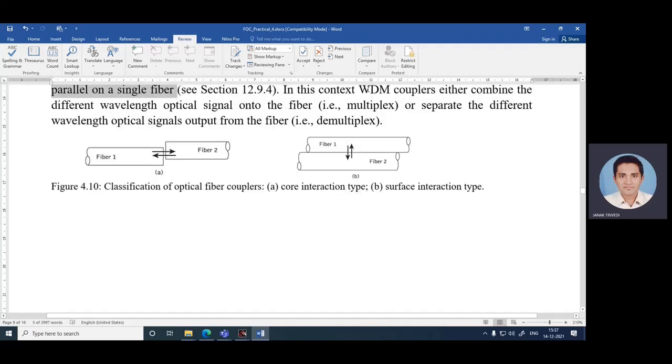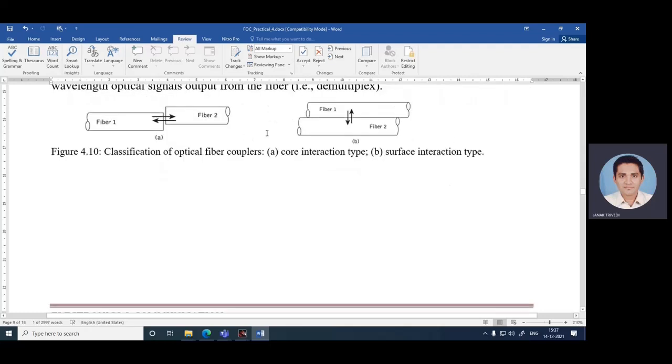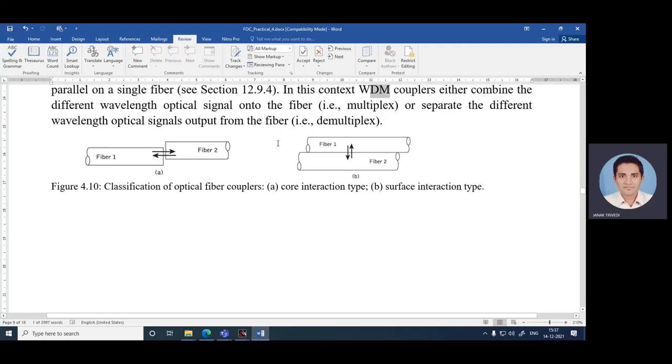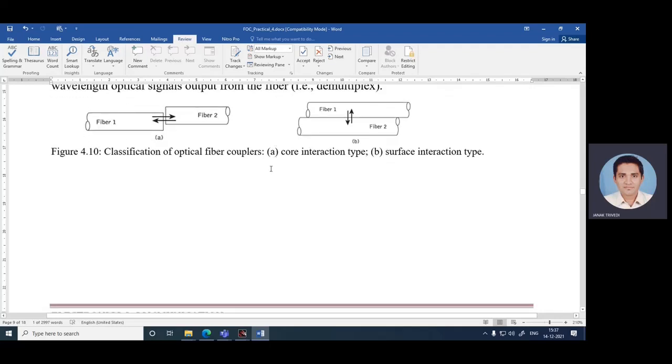In this context, wavelength division multiplexing couplers either combine the different wavelength optical signals into the fiber, which is multiplex, or separate the different wavelength optical signal outputs from the fiber, which is demultiplex. This is figure 4.2, indicating the classification of optical fiber couplers: A, core interaction type, and B, surface interaction type.